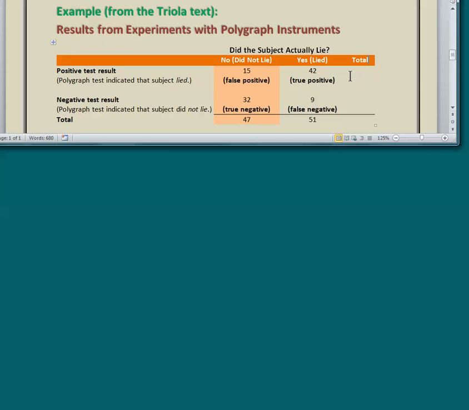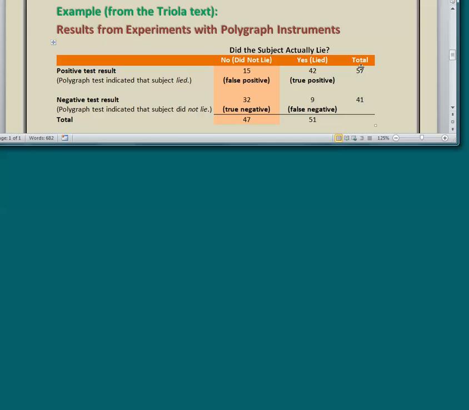If I now ask you, and you really have to hear, this is a completely different question. Now I'm going to ask you about the test results on the polygraph machine. How many subjects had a positive test result? Well, that answer is not 15 and it's not 42. It's the total of those two numbers. So the total of those two numbers is 57. And then if I ask you how many of the subjects had a negative test result, the answer is not 32, the answer is not 9, it's the total of those two numbers, which is 41.